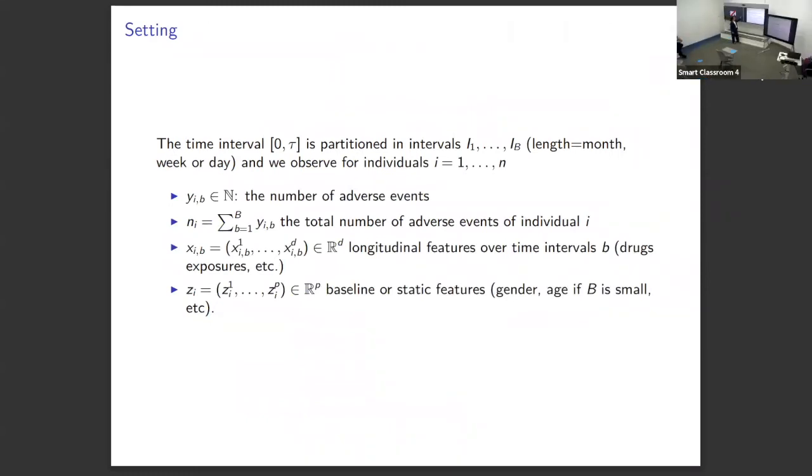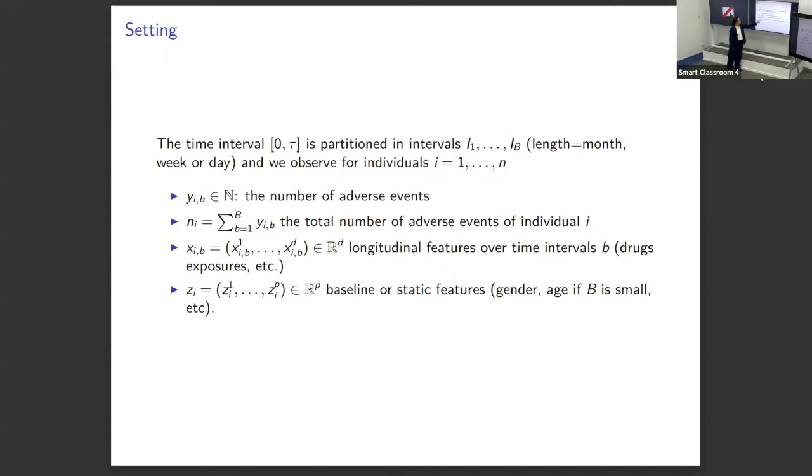Okay. So, for each patient, we will again split the time into intervals, and we will denote by Y for patient I and interval B, the number of adverse events. Hopefully it's zero, but it can be one for this patient I in interval B. Ni is the total number of adverse events, and these are the longitudinal features that we observe over time intervals. For us, it was mostly drug exposures. So you get a one if you take your drug in October 2000, I don't know, and zero other months.